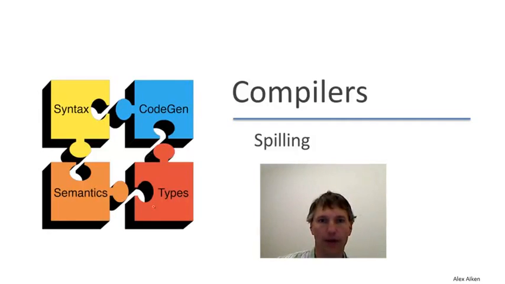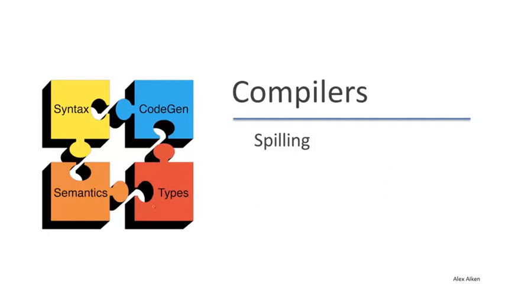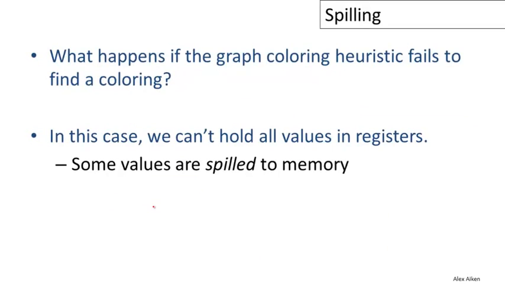In this video, we're going to continue our discussion of register allocation, and this time we're going to talk about what happens when we can't successfully color the graph, in which case we have to do something known as spilling. The graph coloring heuristic that we discussed in the previous video doesn't always succeed in coloring an arbitrary graph, and it may well get stuck and not be able to find a coloring.